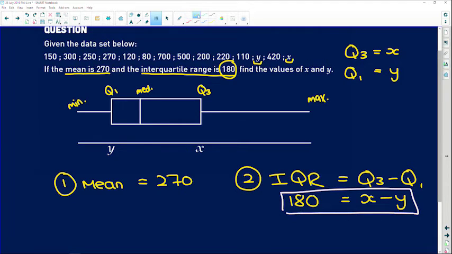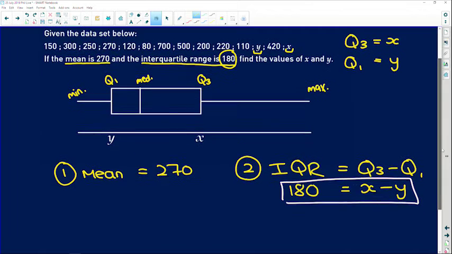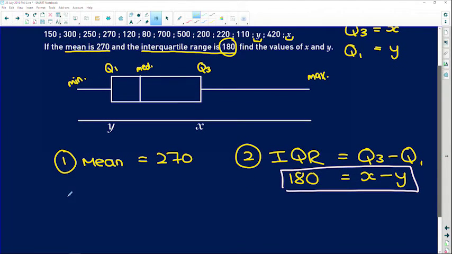So in terms of interpreting the mean statement, we basically need to find the average of all of these numbers and find an expression for x and y. So remember, the mean is equal to the sum of all of those numbers divided by how many there are. And I think there are 14 here. So we're going to have x plus y plus the sum of all the numerical values divided by 14, and that is going to give us 270.